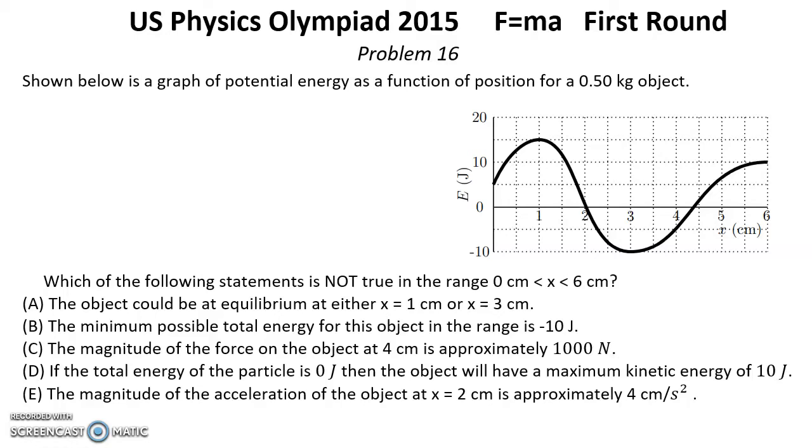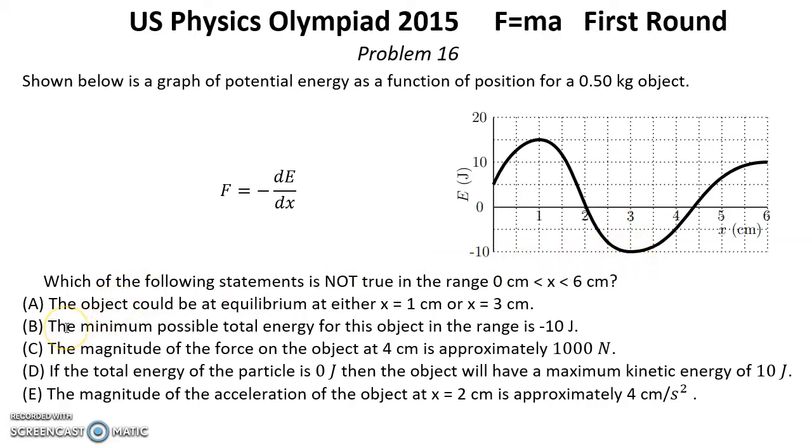A. The object could be at equilibrium at either x equals 1 centimeter or 3 centimeters. Equilibrium position has a definition of force equal 0. So in a graph it means that the slope at this point must be equal 0, which is at 1 centimeter and 3 centimeters. At point 1 we have unstable equilibrium, and at point 3 we have stable equilibrium. So A is not good.